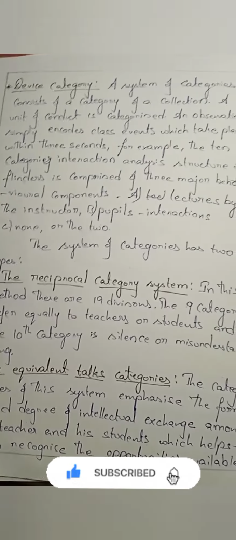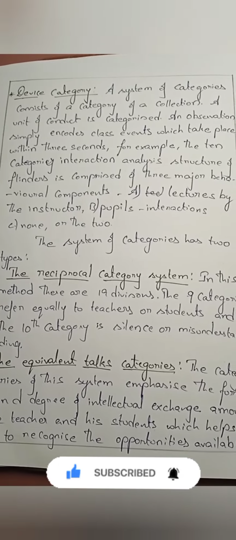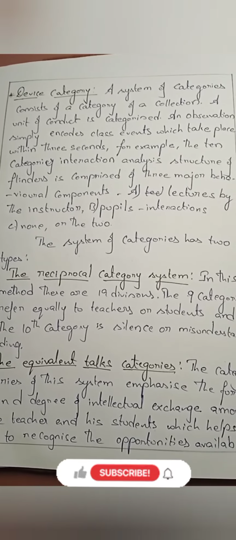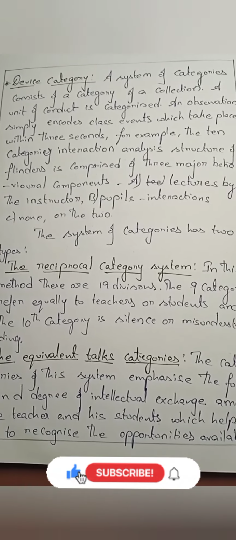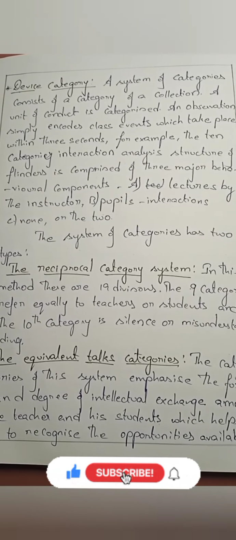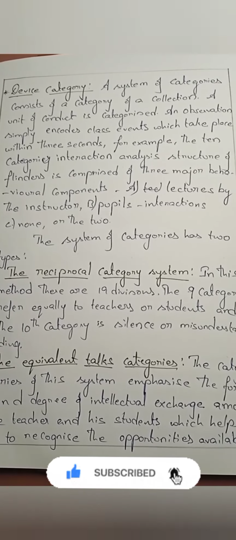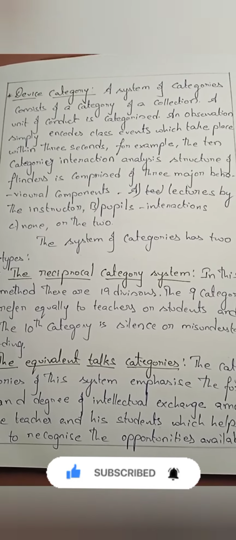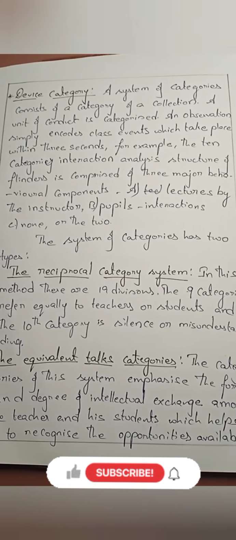The category system consists of a collection of categories, and each unit of conduct is categorized. An observer simply encodes classroom events which take place within 3 seconds. For example, the 10-category interaction analysis structure of Flanders is comprised of 3 major behavior components: lecture by the instructor, pupil interaction, and none or the two.